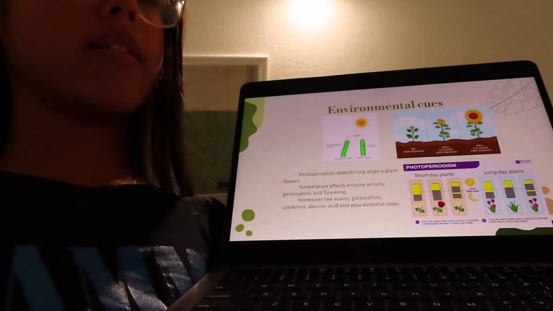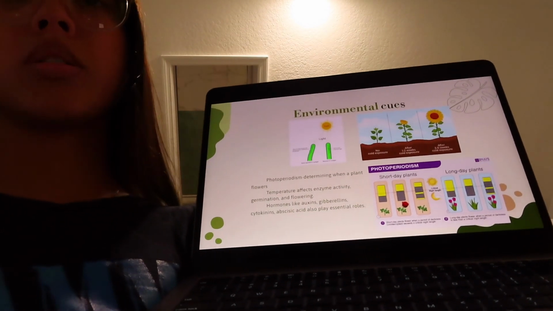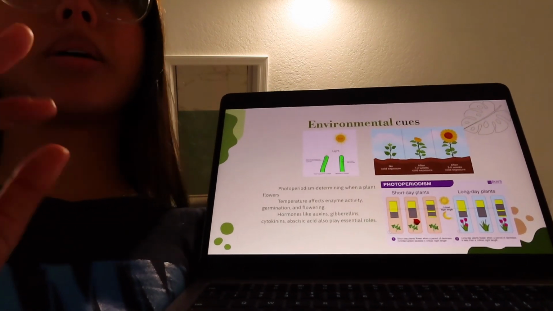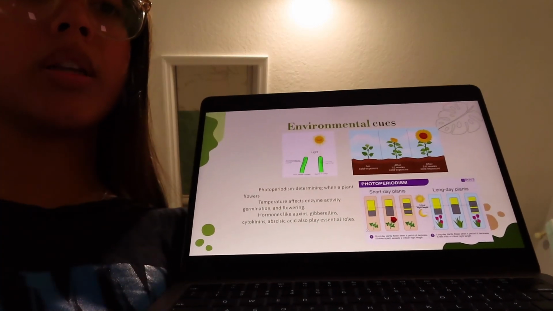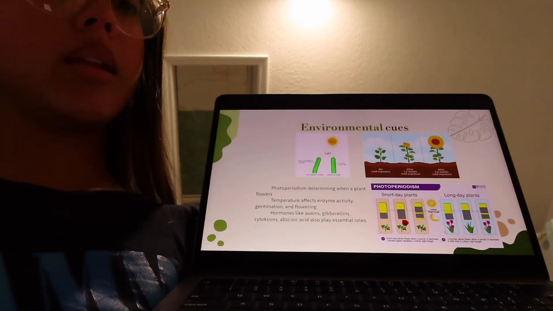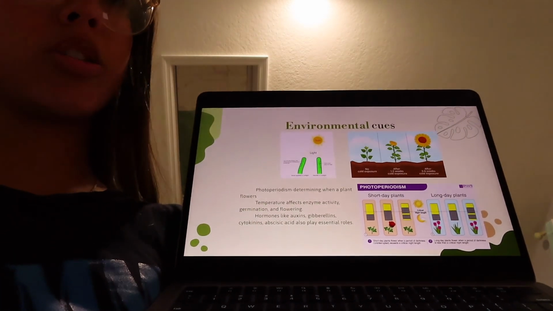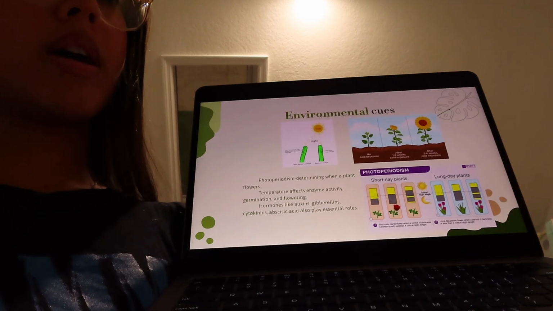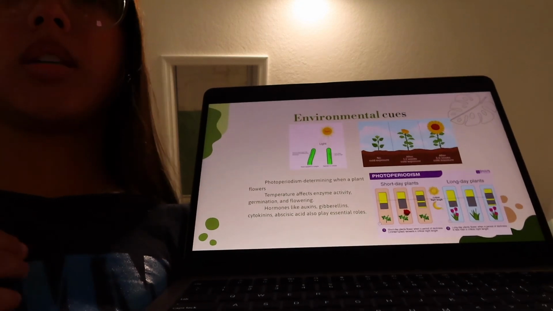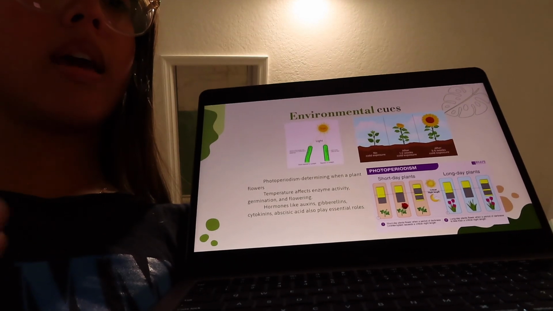And finally, for the environmental cues, throughout a plant's life, a flowering plant responds to a lot of environmental cues which regulate its behavior and development. Light plays a critical role in photoperiodism, which determines when the plant actually blooms. This is mediated by cytochromes, which are light-sensitive proteins that measure the length of day and night, and temperature affects enzyme activity, germination, and flowering. For example, some seeds require vernalization, which is a period of cold before they can germinate.